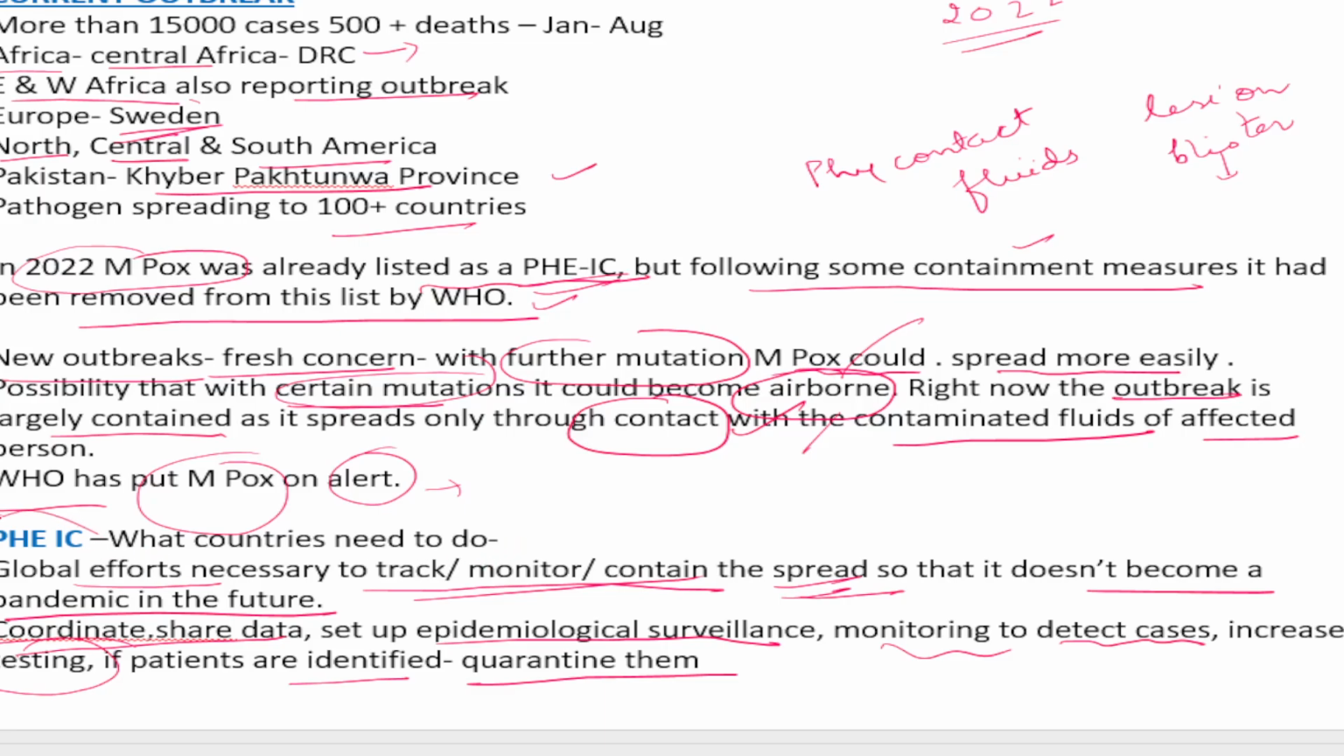So since WHO has declared it as a public health emergency of international concern, the countries need to take these measures: tracking, monitoring, containing the spread to prevent it from becoming a pandemic, coordinating data sharing, surveillance, monitoring and quarantining patients, increasing testing, etc.